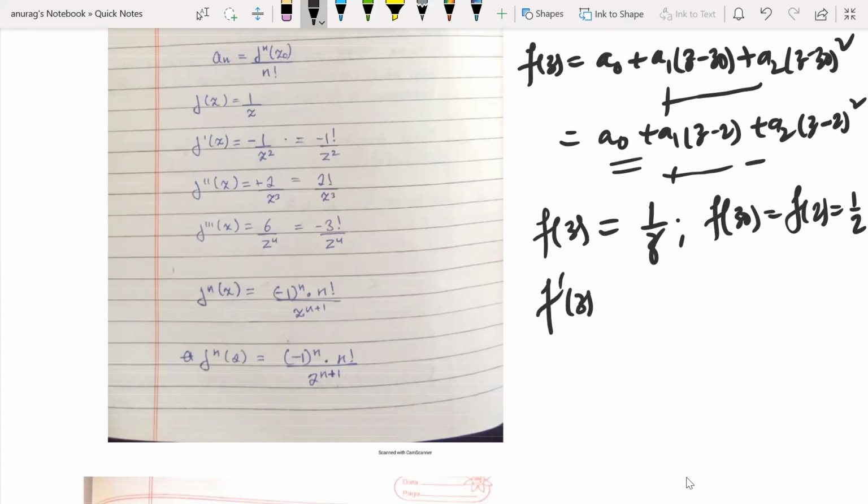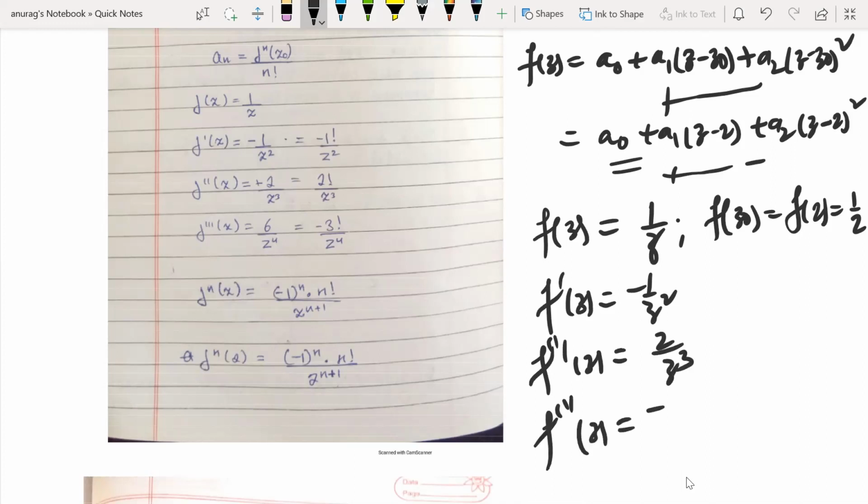What will be f dash z? It will be minus 1 by z square. What will be f double dash z? It will be 2 over z cube. What will be f triple dash z? It will be minus 3 over z to the power 4. Can you tell me what will be the nth derivative? It will be, the third time, second time, actually 3 factorial, 3 into 2 into 1.